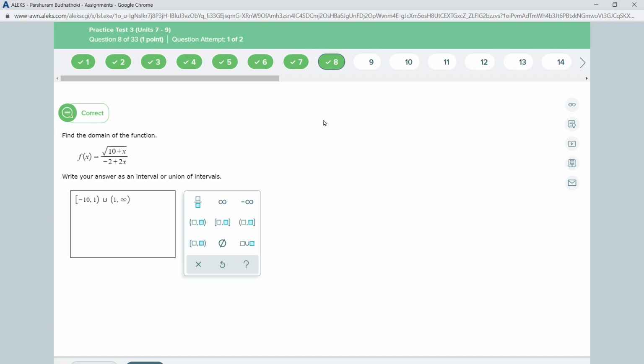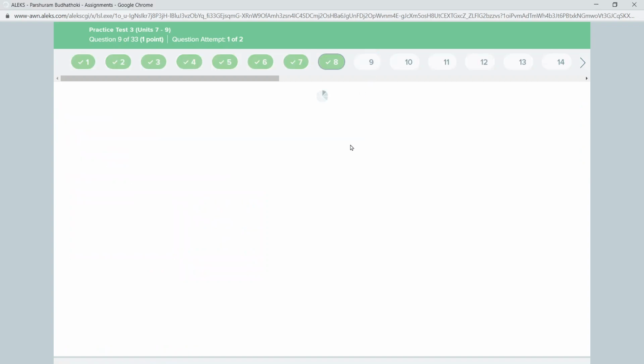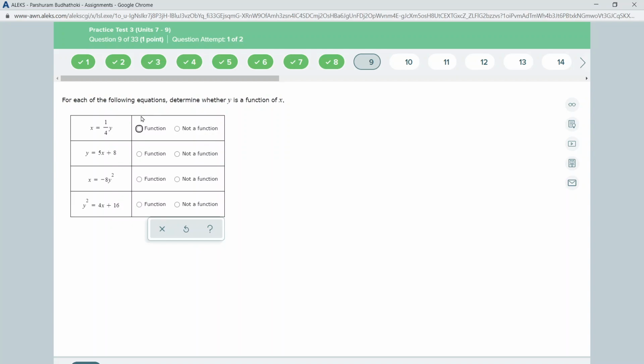Now let's go to problem 9. What is problem 9? For each of the following equations, determine whether y is a function of x. You just have to check the power of y. If the power of y is even, then that's not a function of x. Here the y power is 1, so this is a function of x for sure. Y has power 2, so not a function. Y has power 2, not a function.